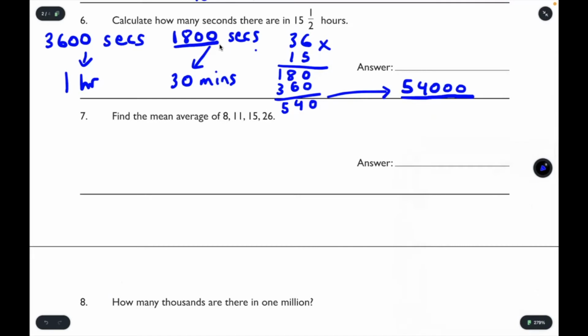54,000 add 1,000 is 55,000. And we've got 800 left. So 55,800. And the unit is, of course, seconds.